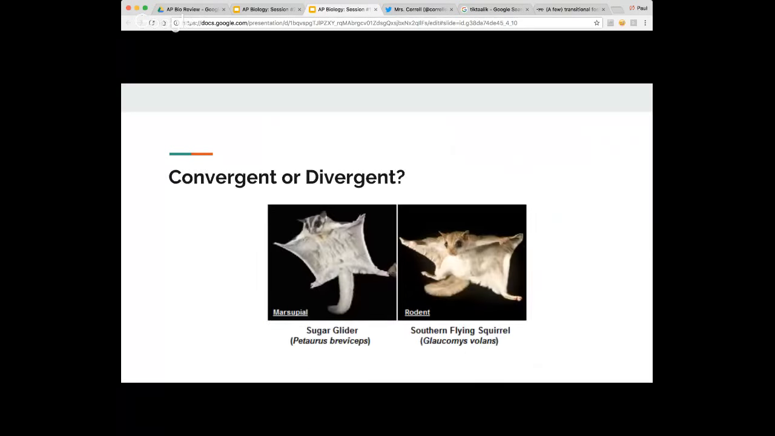So, quiz time. Is this convergent or divergent evolution? The organism on the left is a sugar glider. It's a marsupial that lives in Australia. And then the guy on the right is a rodent. We actually have these in the Americas. This is a southern flying squirrel. So the question is, is this convergent or divergent evolution? And if you're watching this video after the fact, which I think you are, I'm going to give you a second to think about it.